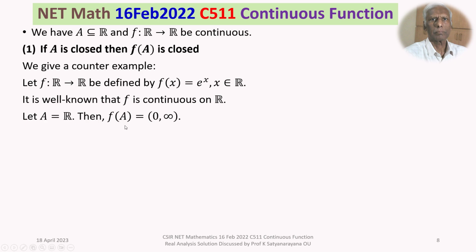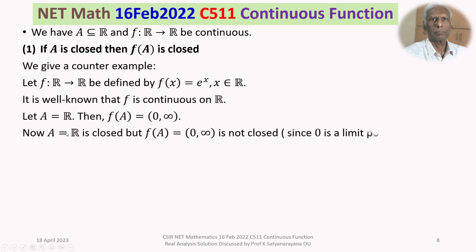Then f of A will be, so f of x is e power x. Now A is the whole of R. f of A means the image of A under f. And this will be positive, because e power x will never be 0, and it is positive. Therefore, it is the open interval 0 to infinity, positive real numbers. f of A is the set of all positive real numbers.